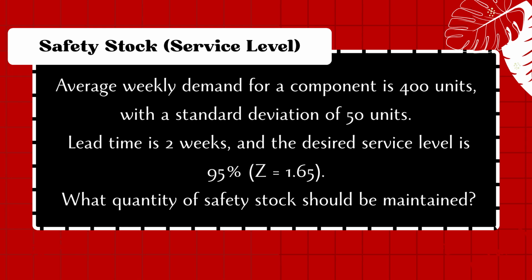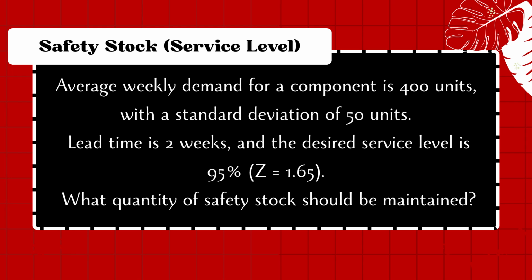Problem 3. Safety stock for a target service level. A manufacturer wants to protect against unexpected changes in customer demand. On average, the company sells 400 units of a certain component each week, and the weekly demand typically varies by about 50 units up or down.